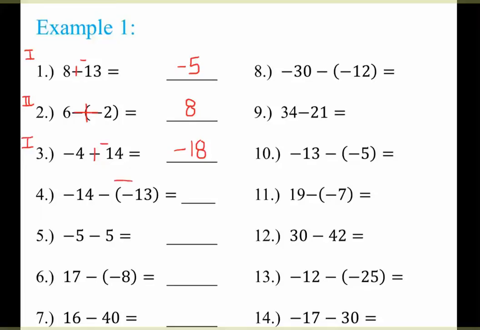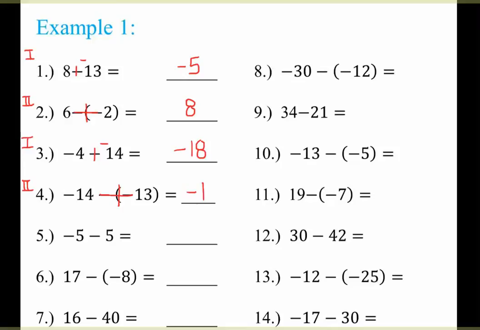All right, and number 4, we see that big minus a negative structure. That means we have a type 2. Okay, negative 14 plus 13. That ends up being a war problem. Negatives win. They win by 1.